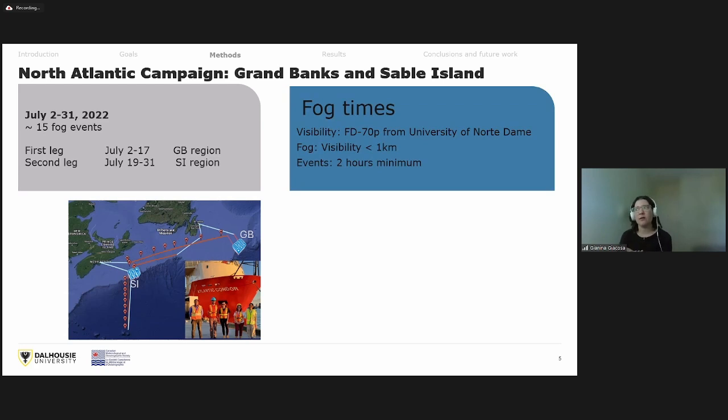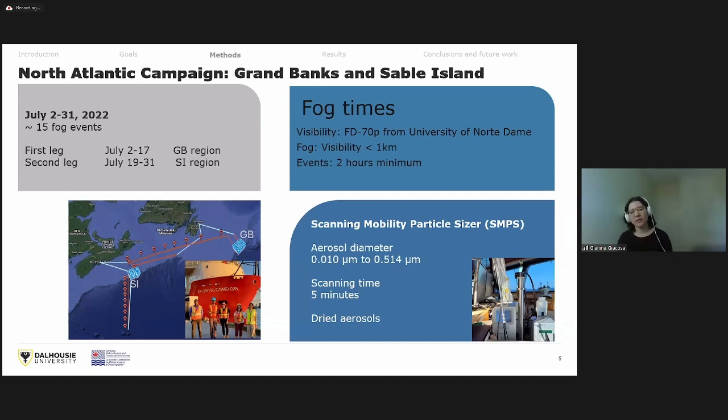So the way that I started analyzing the fog cases was just using a fog definition of visibility below 1 kilometer, and the visibility data that I used was from a present weather detector, FD70P, from University of Notre Dame. And then to define fog events, I used the criteria that fog should last at least 2 hours as a minimum. And after identifying the fog events, I look at the aerosol size distribution during those events using a scanning mobility particle sizer, SMPS, which measures aerosol diameter between 0.010 microns and 0.5 microns, and it scans every 5 minutes.